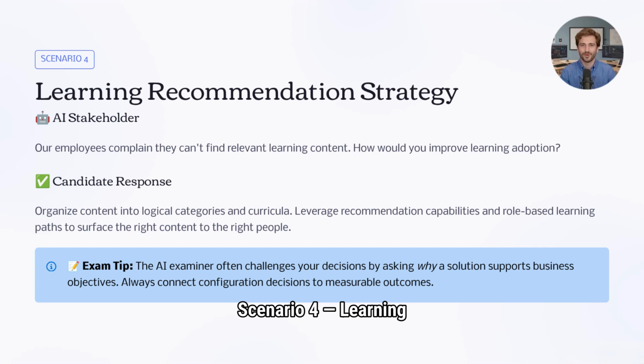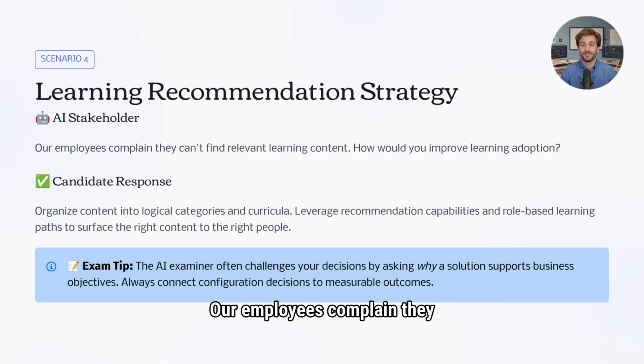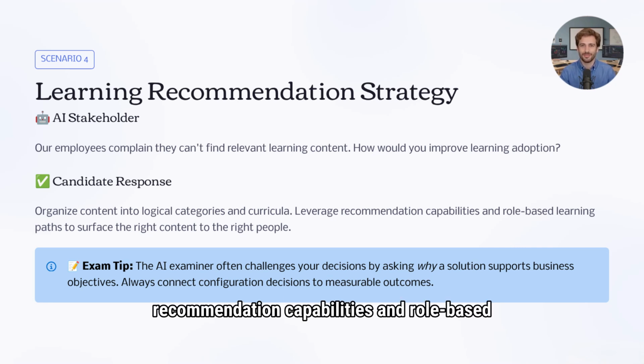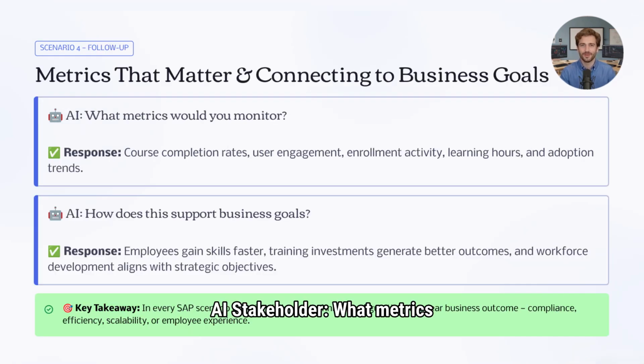Scenario 4. Learning recommendation strategy. AI stakeholder: Our employees complain they can't find relevant learning content. How would you improve learning adoption? Candidate response: I would organize learning content into logical categories and curricula. I would also leverage recommendation capabilities and role-based learning paths. AI stakeholder: What metrics would you monitor? Candidate response: Course completion rates, user engagement, enrollment activity, learning hours, and adoption trends.